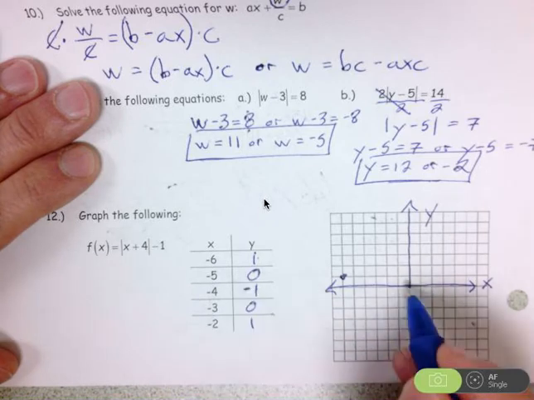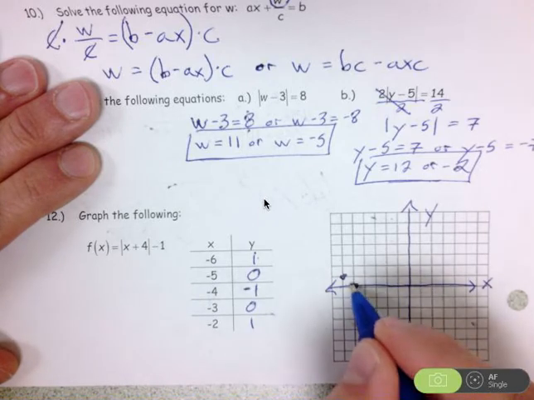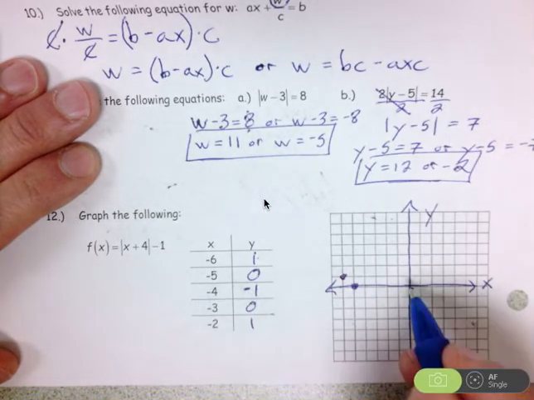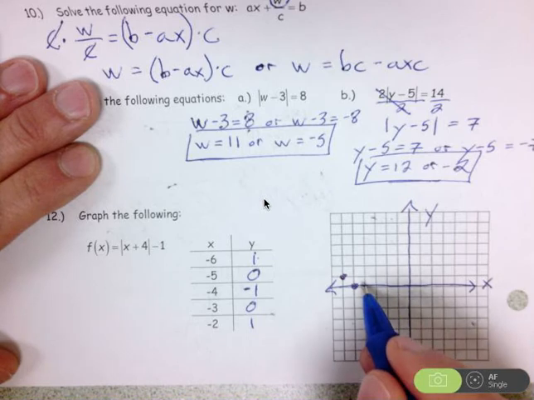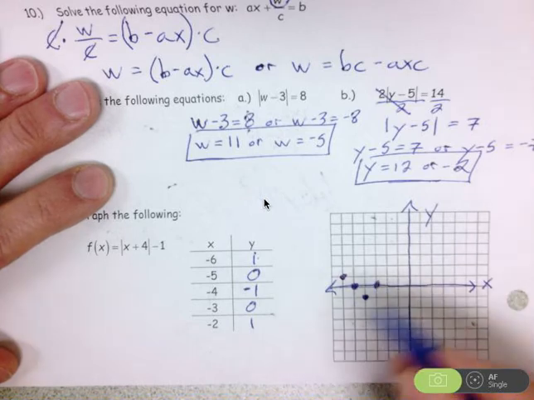Negative 5, 0. There's an x coordinate of negative 5. 0 for the y coordinate means I don't move up or down any. Negative 4, negative 1. X is negative 4, y is negative 1. Negative 3, 0. And then negative 2, 1.